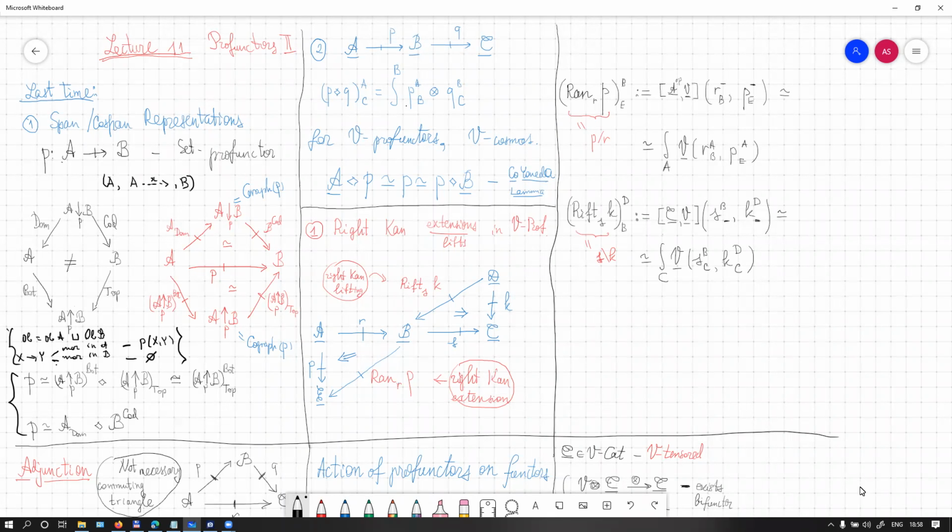So the first thing we will do today is look at the internal structure of the category of profunctors. The category of profunctors has a very interesting thing inside it, especially when V is a cosmos. It has right Kan extensions and Kan lifts.